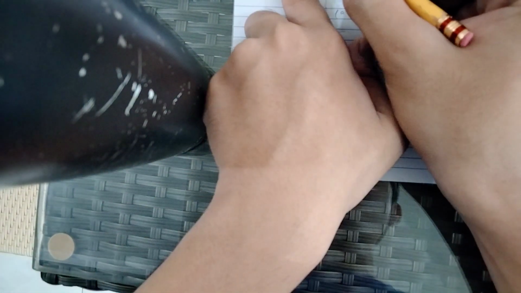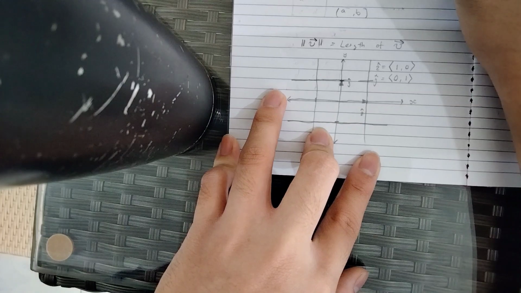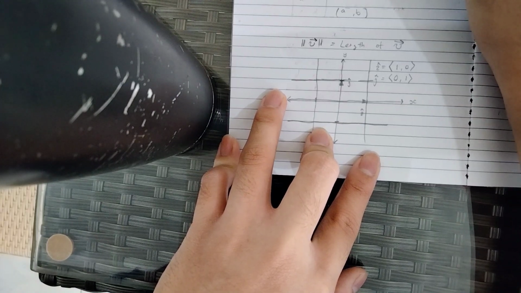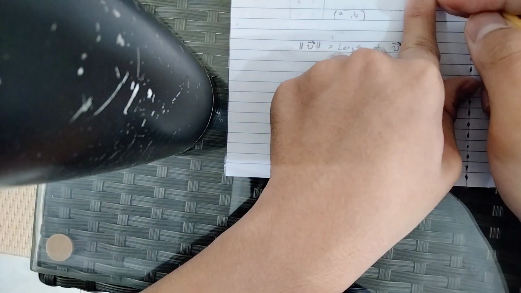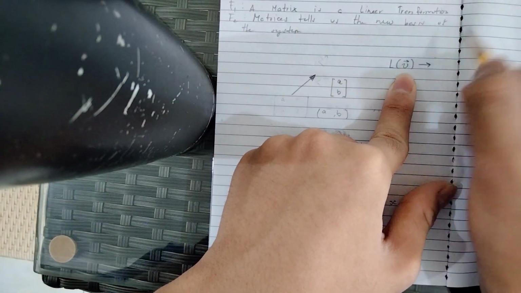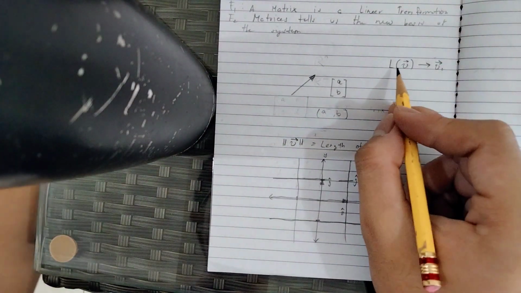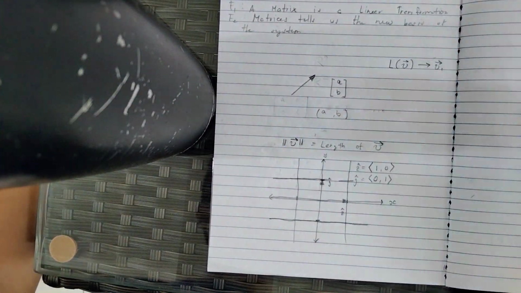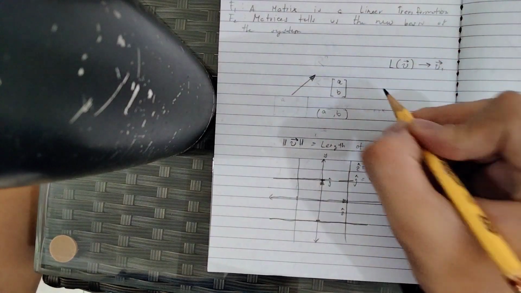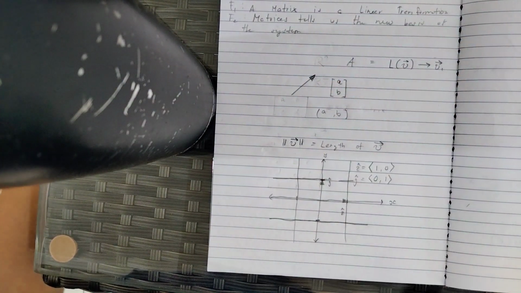So fact one: a matrix is a linear transformation. So what is a linear transformation? It's a function that takes any vector, let's say v1, and spits out another vector. You put a vector inside this function and it gives us another thing. And a matrix, let's say A, is essentially a linear transform.